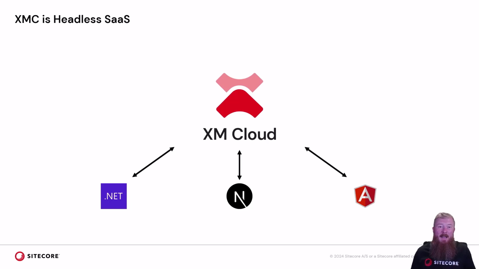So, XM Cloud is a headless platform, and that means in your application, your front-end code that you write yourself and the back-end code that's provided by the XM Cloud SaaS platform is actually separate. And this means you can actually build your head in any of the technologies you like. And this means it's a really powerful model, as it means you can choose the best technology for your implementation. And you can even mix and match.